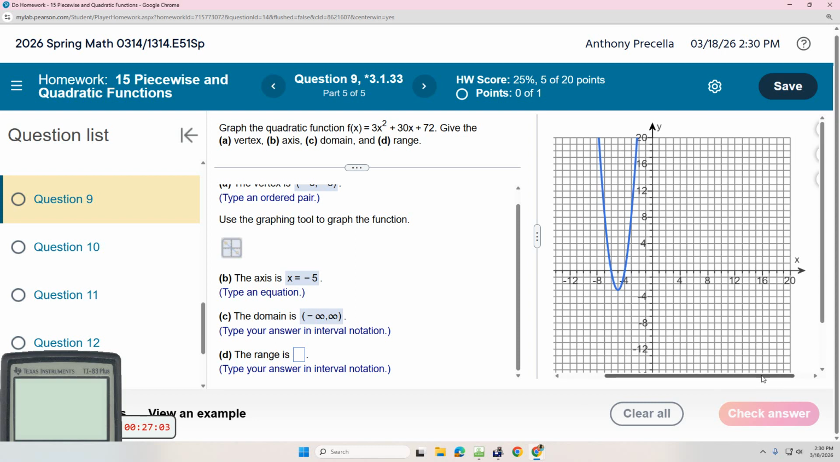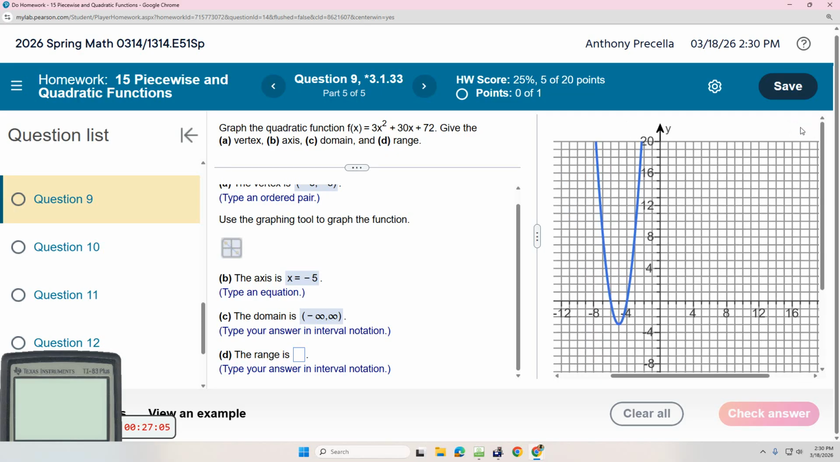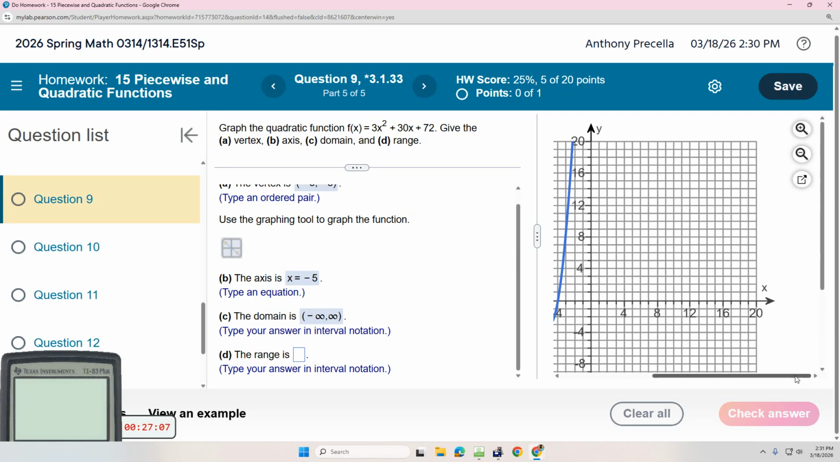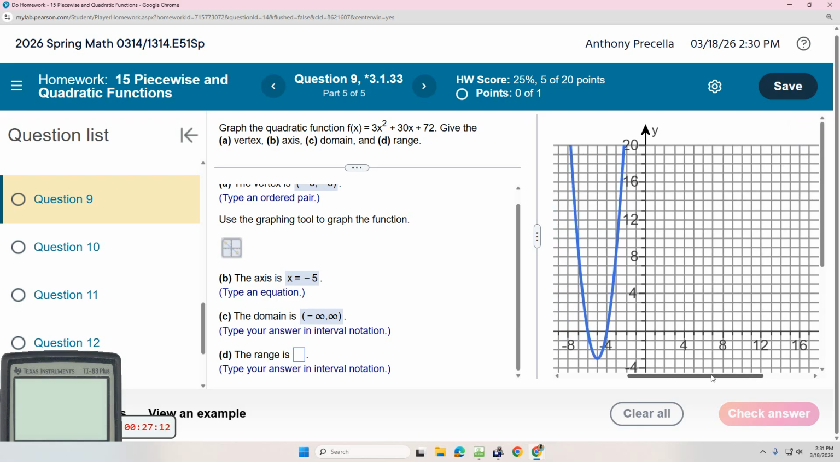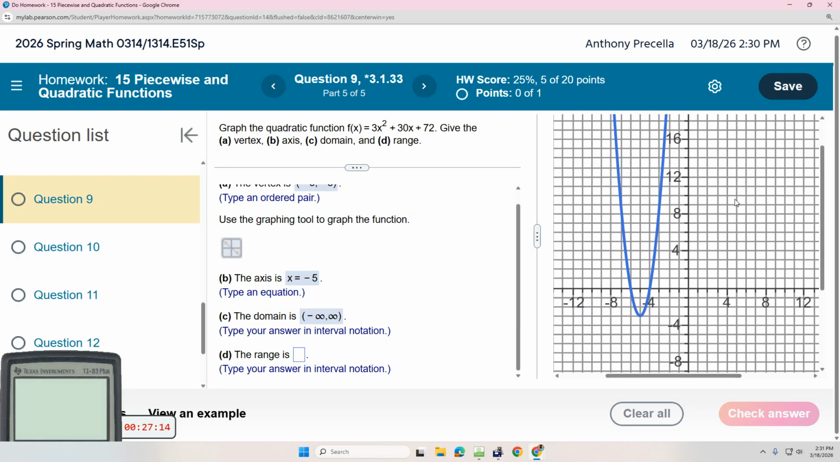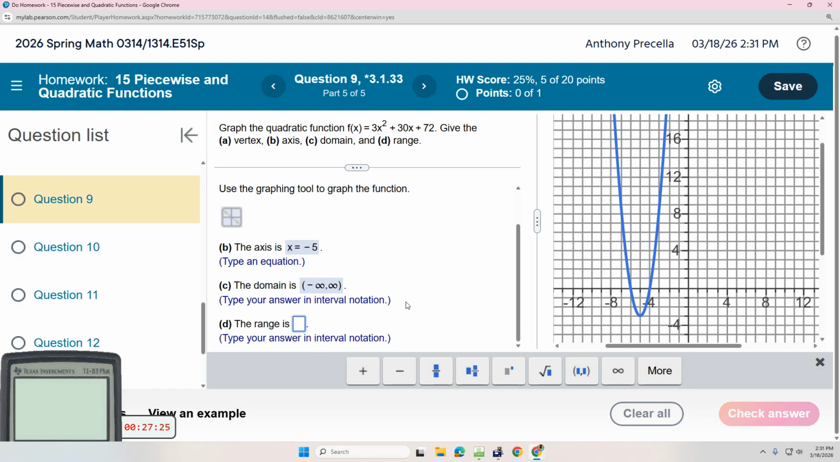Let me zoom away from that, trying to show the graph. The y coordinate is at -3, and that's the smallest y coordinate on the graph. Interval notation goes small to big, so -3 to positive infinity. But you have to use a bracket because -3 is used. You could label a point right there at (-5, -3), where the vertex is.